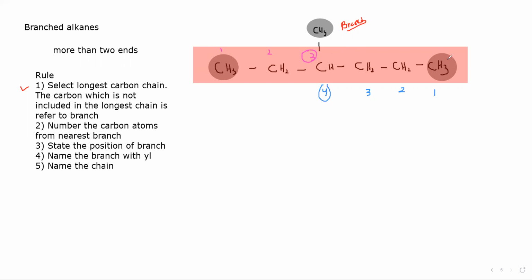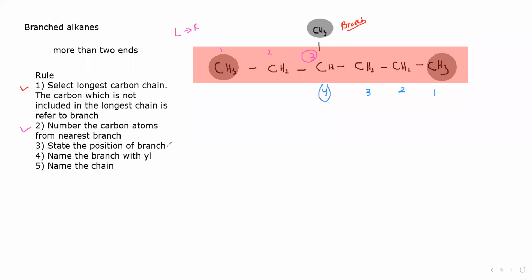So which numbering should I follow? Left to right or right to left? I should follow the numbering from left to right. Why? Because when I count from left to right, the branch is coming at 3. When I count from right to left, the branch is coming at 4.